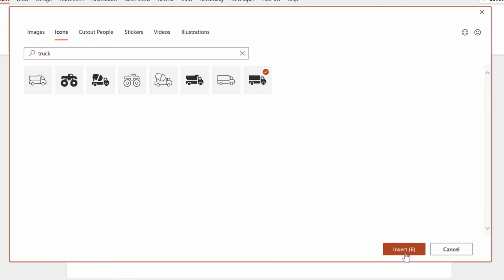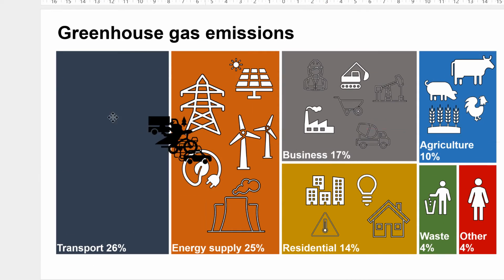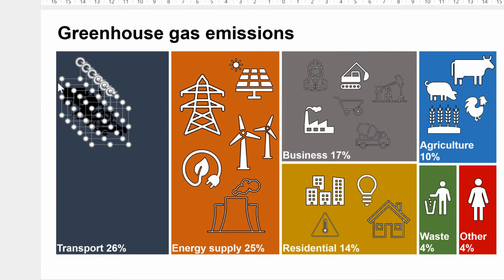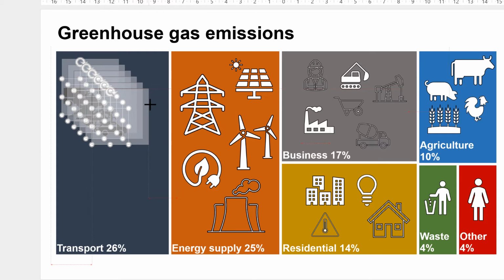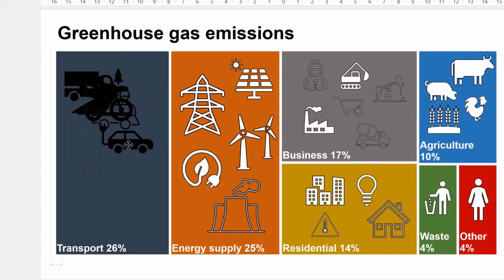I'm going to click on Insert. And that will insert all of the icons in the middle of the slide. I will then move all of these to the side, and while I still have all of them selected, I will resize them and then space all of these out.